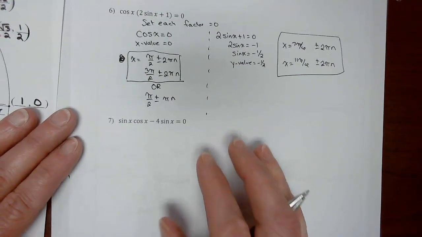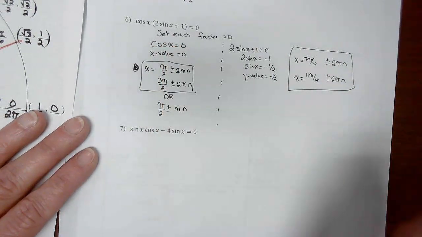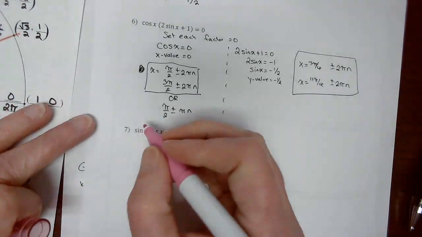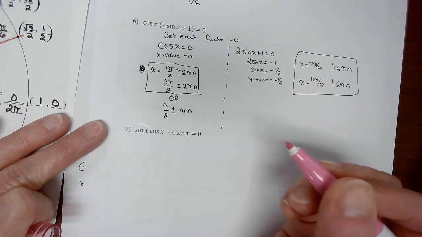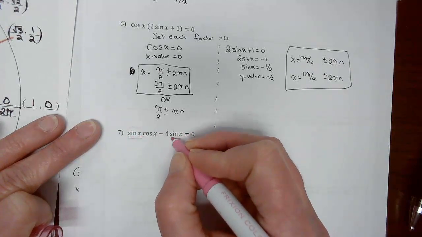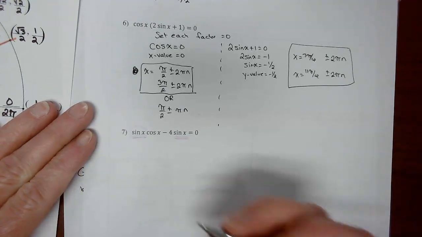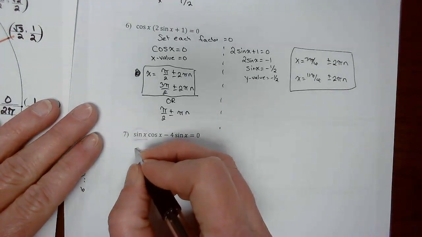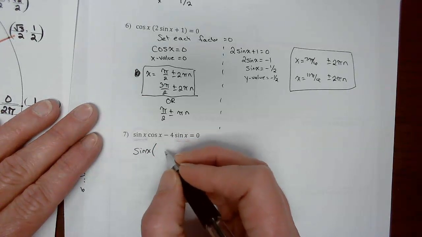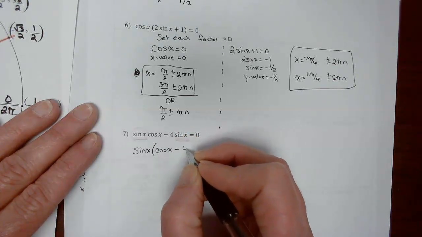Last example. Oh no. This was kind of easy when we had it factored. So I want you to notice that I have a sine x here, and then another sine x here. You can factor out the sine x. In other words, we're going to undistribute it, remove it from each of those terms. And I'm going to have cosine x left minus 4.